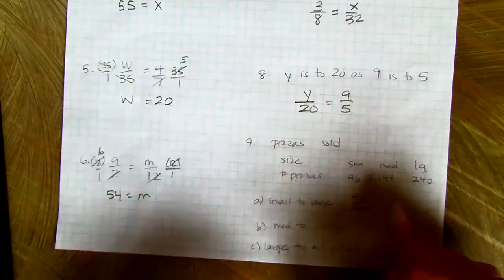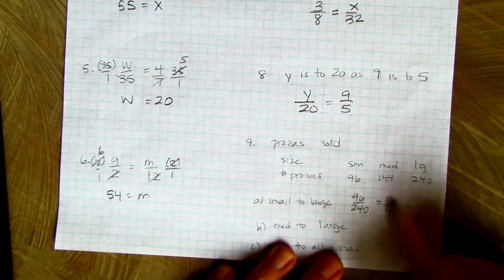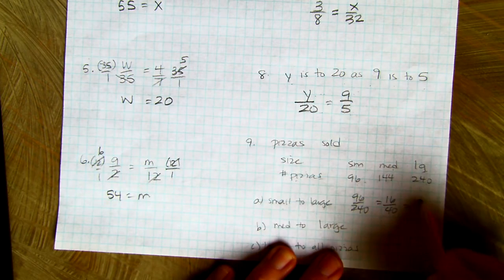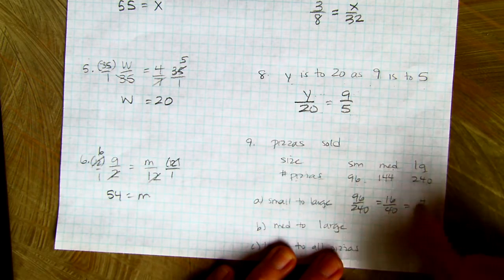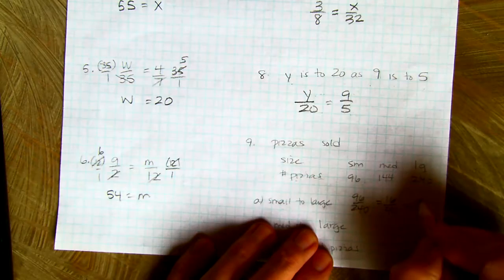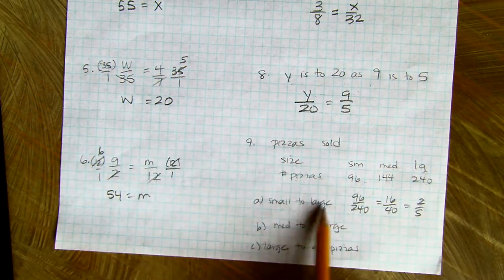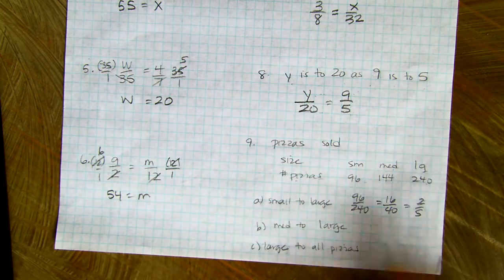So when I do that, I actually get 16 to 40, but I know that that can further be reduced. Divide both by 4, I get 4 to 10. Oh, could have done by 8, huh? 2 to 5. So sometimes it takes a little while to get there, but eventually you get there. Small to large, the ratio is 2 to 5.